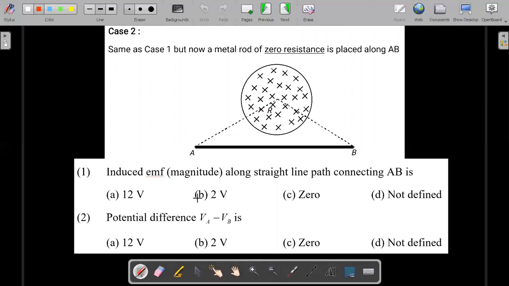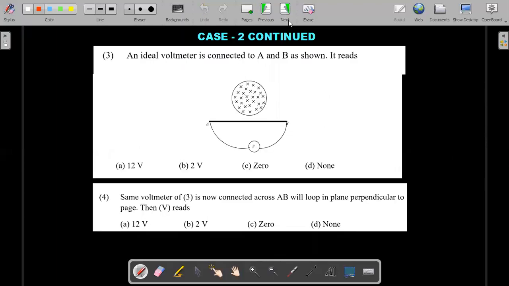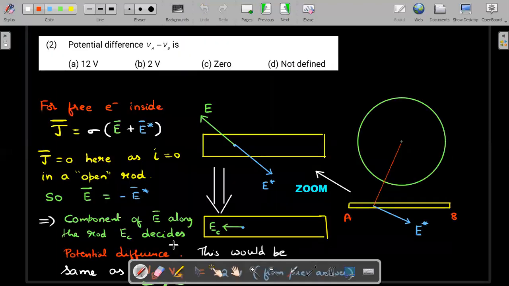I think EMF induced is related to the E star, and whether the path is there or the material is there or not. Remember, E star already exists between A and B. So the answer to the first question in the previous case should be the answer here also. So I need not even separately write, it should be 2 volt. Okay, right. Then going to the second question, this is even more interesting.